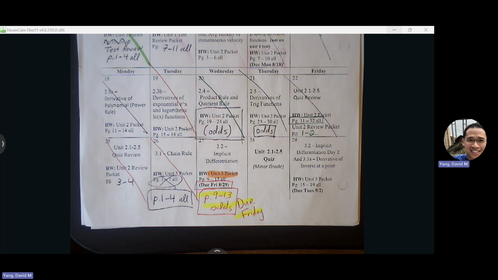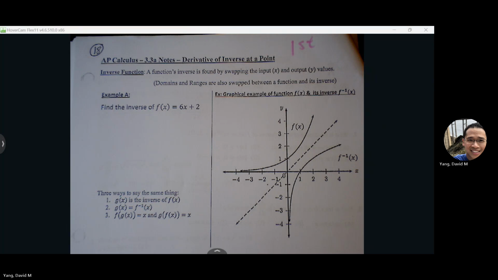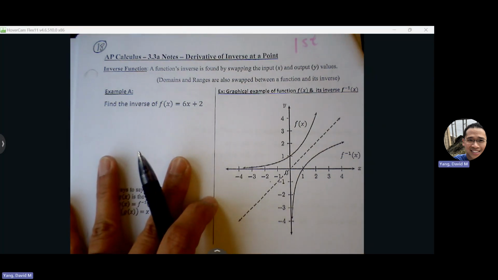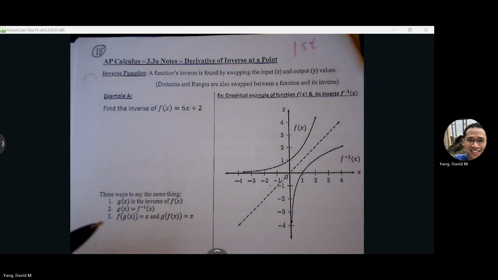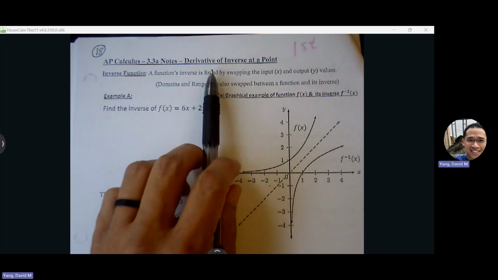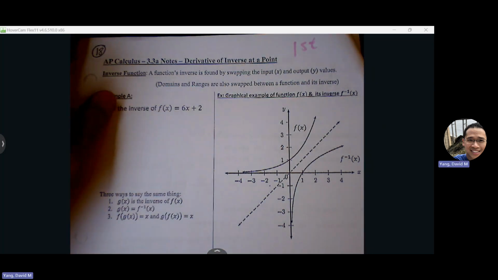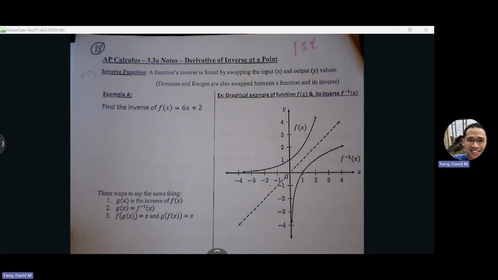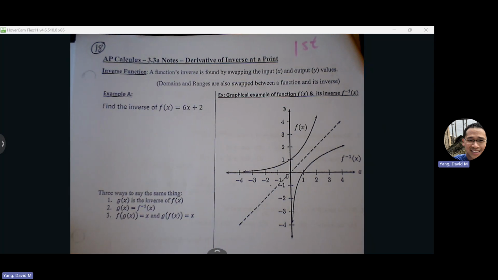All right, guys, page 18. Okay, so we'll talk about the derivative of inverse set of points, and then we'll go back and extend some of the implicit differentiation problems from yesterday. So I think that's all I want to cover today. And we'll save the derivative of inverse trig functions for next Tuesday.